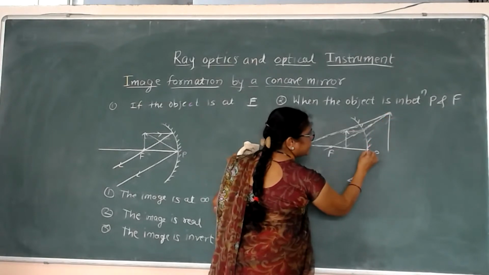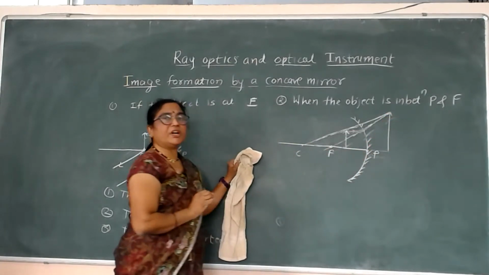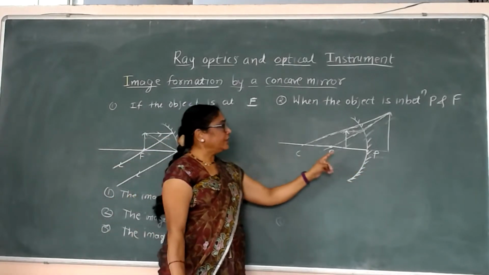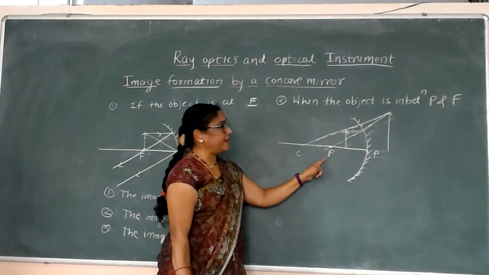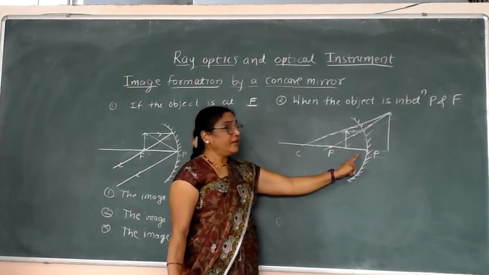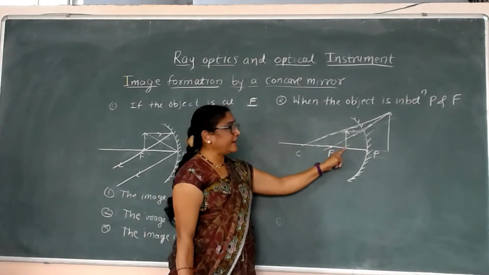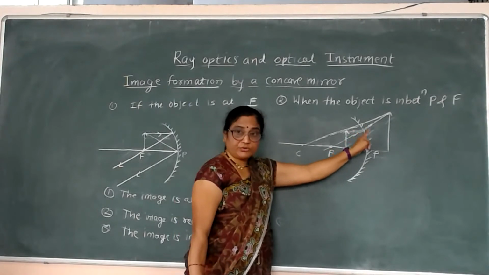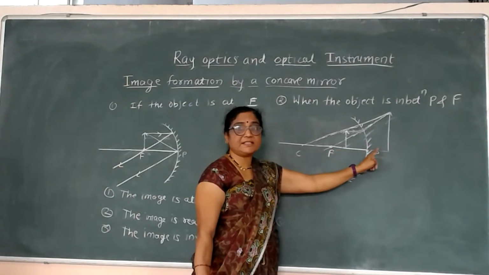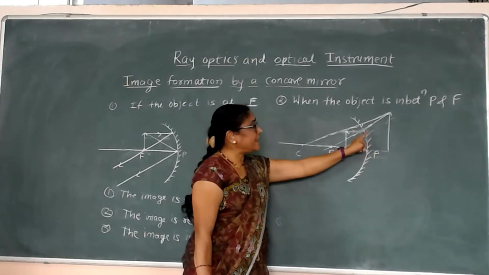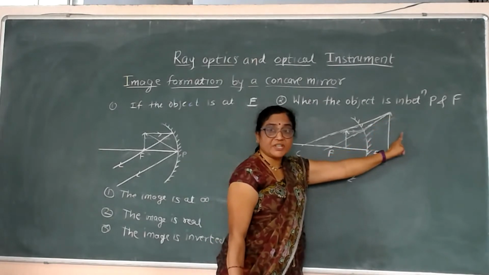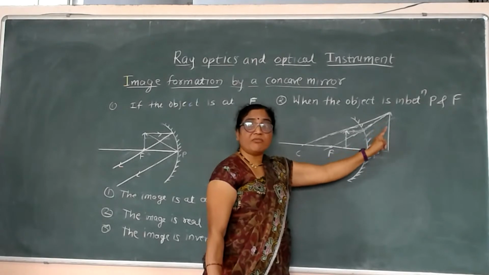So see here, this is an image which is formed due to the concave mirror when the object is in between P and F. When the extended object is situated in between pole and F, at that time the rays are called diverging rays, and the image is formed due to the diverging rays. So this image is known as a virtual image.